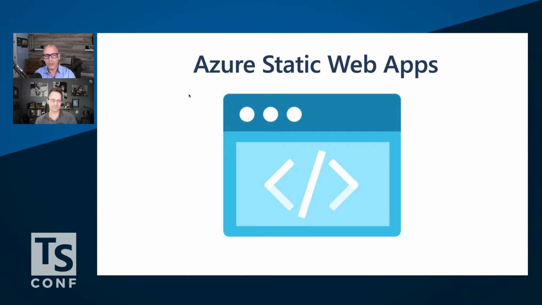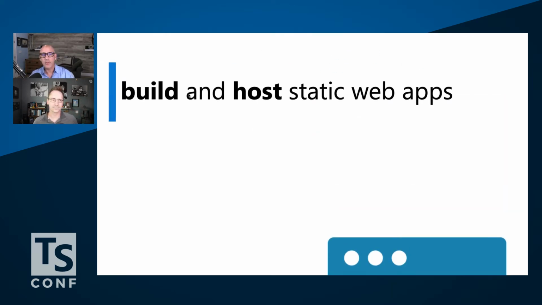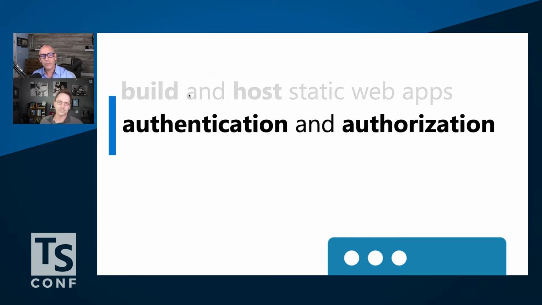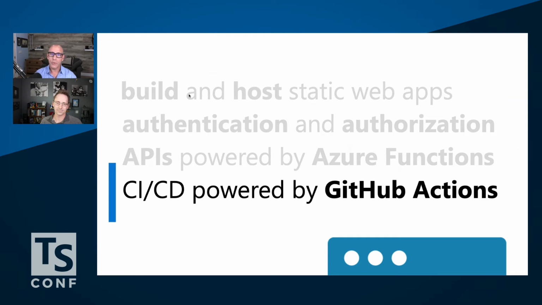We're going to show you how you can use Static Web Apps to get your content up and onto the web. In short, it's going to build and host your app, and we'll give you the app to start with. You can also set up authentication and authorization. And you can set up APIs optionally if you want them with Azure Functions. And of course, we're going to take a look at how the CI/CD works because we're going to use everything running through GitHub and GitHub Actions.